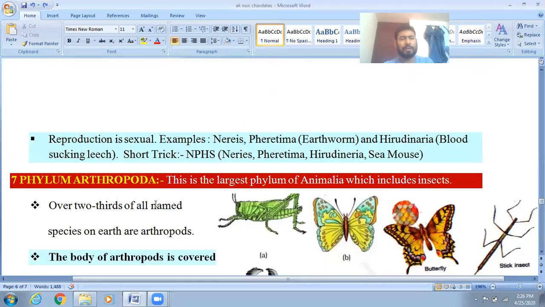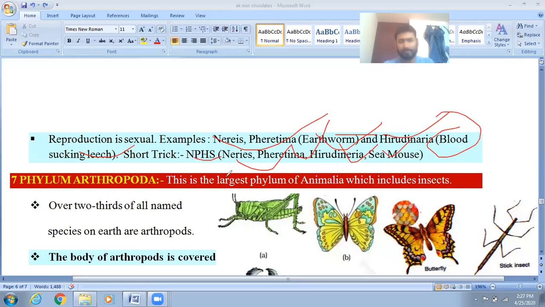Next is reproduction. Sexual reproduction takes place. Examples: Nereis, Pheretima, that is Pheretima posthuma, and Hirudinaria, the blood-sucking leech. How do we learn? NPHS: Nereis, Pheretima, Hirudinaria, and sea mouse. These are the examples of Annelida.